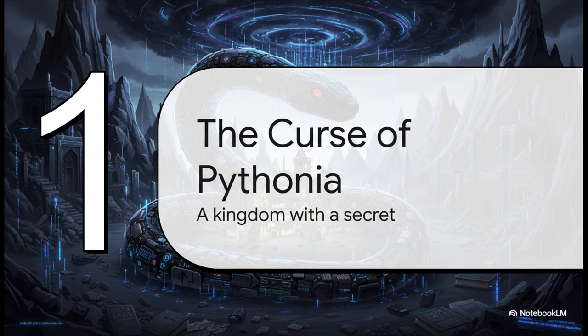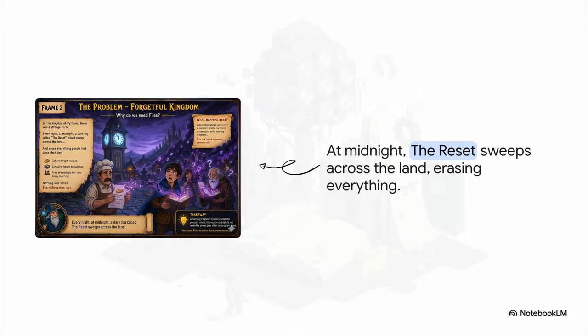Section 1. The Curse of Pythonia, a kingdom with a secret. But suddenly, there's panic in the streets as the clock strikes midnight. This dark purple fog rolls in, and literally nothing is saved. Everything done that day is completely lost. In our analogy, midnight is that exact moment your program stops running. Whether the code finishes its final line or you just hit the close button, the reset happens. All that beautiful complex data you just generated, poof, gone into the digital ether.